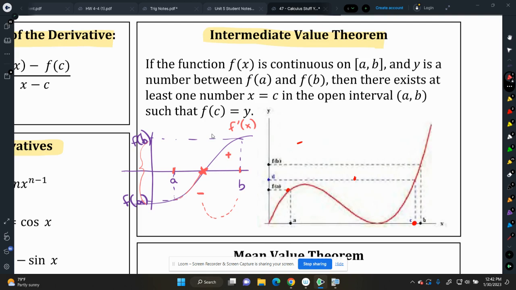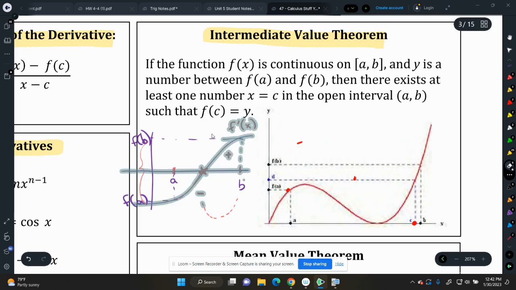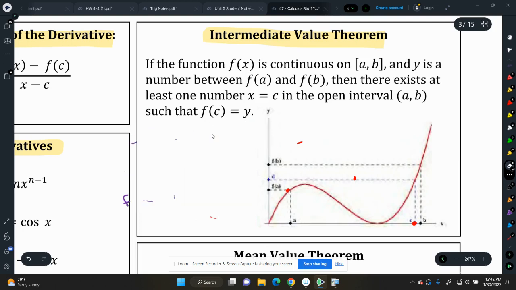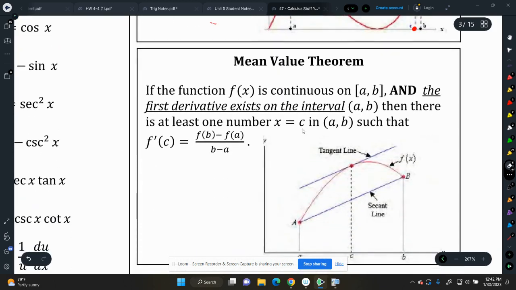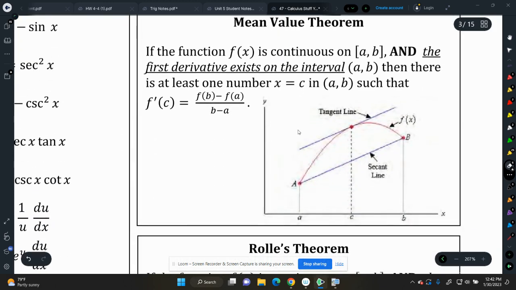Okay, so these are the types of things. The intermediate value theorem is what we use to prove that the value exists on that open interval, such that the y value is in between f of A and f of B. Okay, that's our intermediate value theorem. The next one that I want to talk about is the mean value theorem.